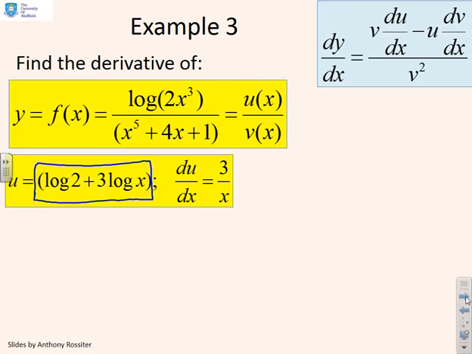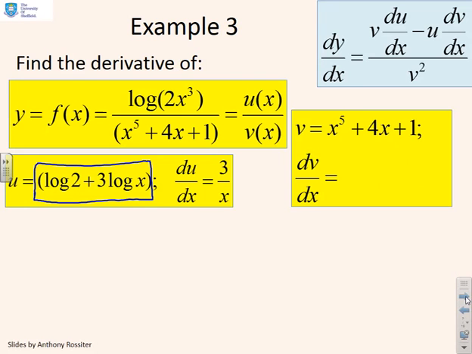So the derivative du dx is just 3 over x. For v, x to the 5 plus 4x plus 1, this is a standard polynomial, so the derivative is 5x to the 4 plus 4. And now again, all I do is plug these answers into my standard formula up here.